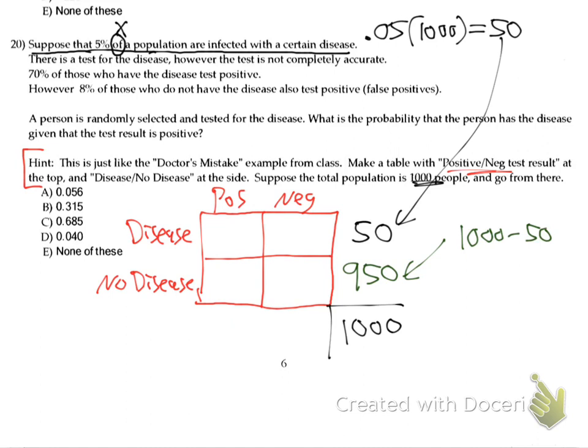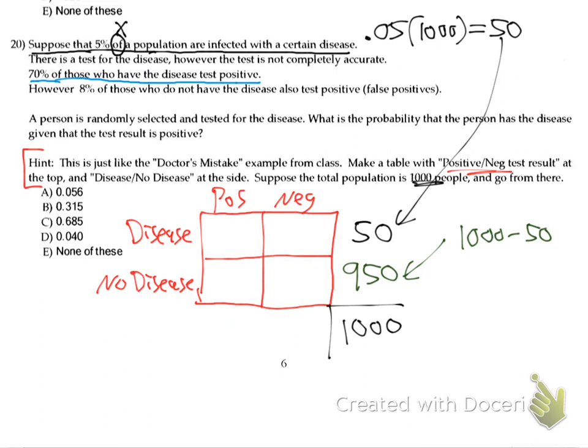Next fact is 70% of those who have the disease test positive. So you got to be a little careful there. Notice it's not saying 70% of the whole population, like the last one did. The last one said 5% of the whole population. This is saying 70% of those who have the disease. Not 70% of the whole population. 70% of those who have the disease.